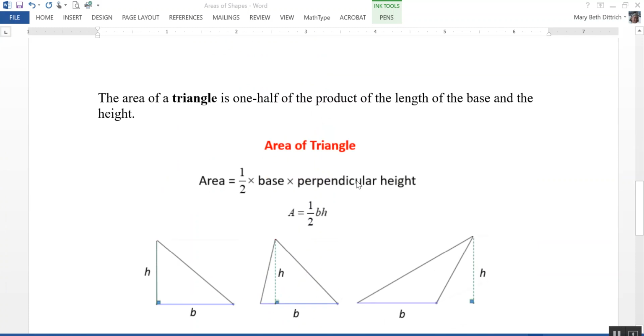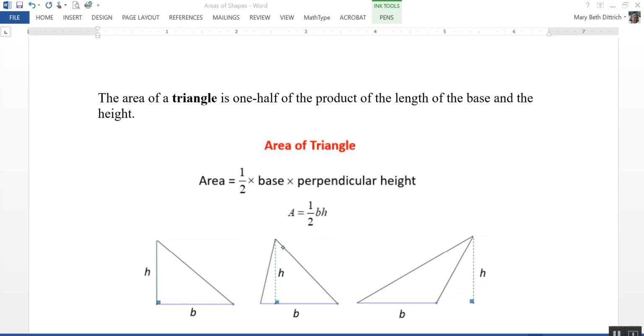The area of a triangle is 1/2 of the product of the length of the base and the height. And there's 3 different cases I'd like to take a look at here. In the first case here, we have a right triangle where the base and the height are the legs of the right triangle. Here we have an acute triangle where the height is actually inside of the triangle.